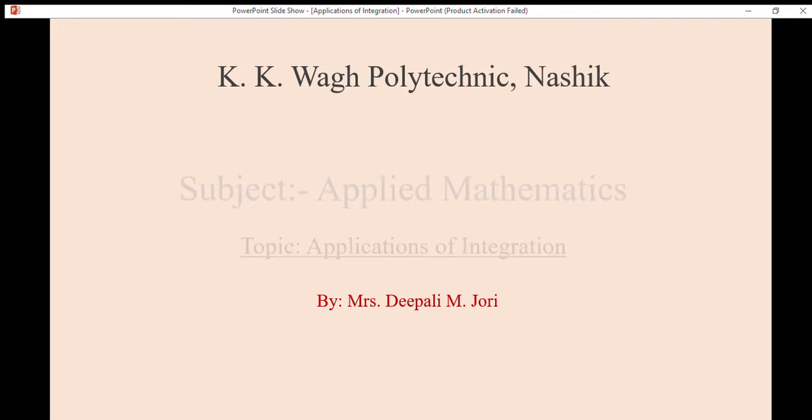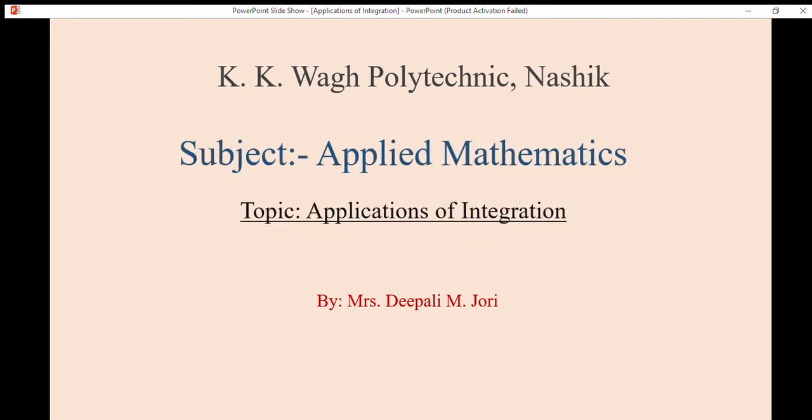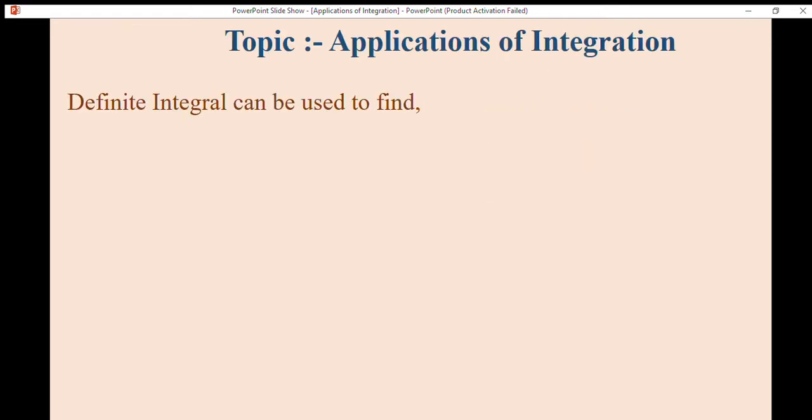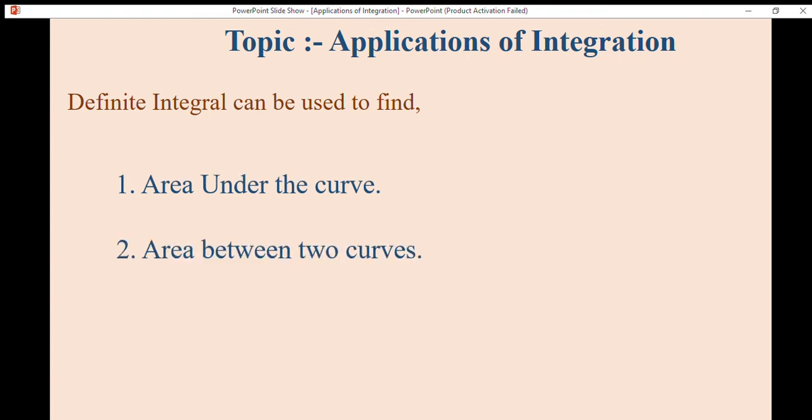In this video, we are going to discuss one application of integration. It's a topic of applied mathematics. In the previous video, we have already discussed two applications of integration, that is, area under the curve and between two curves. Now in this video, we'll see how to find volume of revolution.